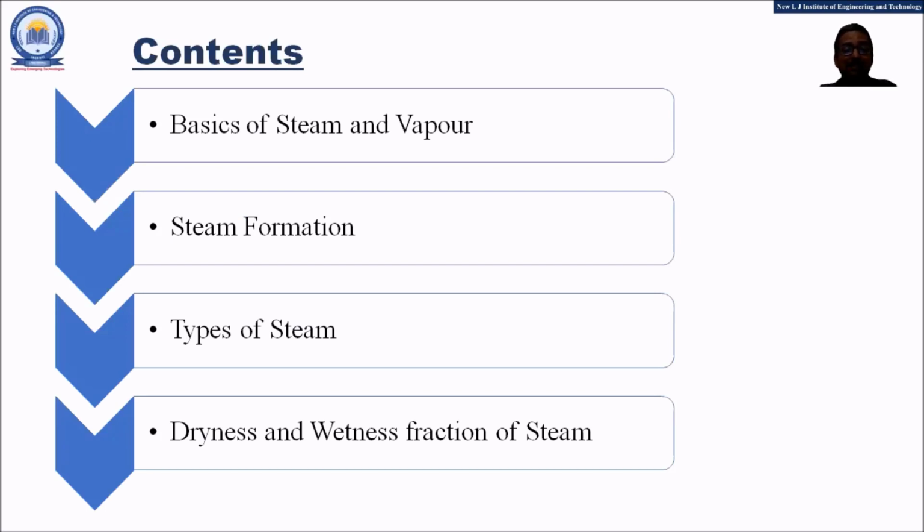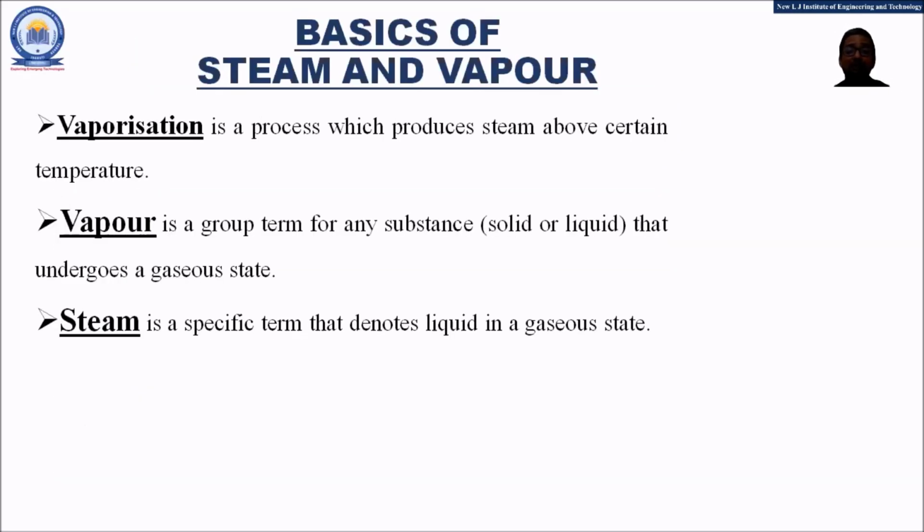So dear friends, these are the main contents of the current session. In this session, we will be understanding the basic concepts of steam and vapor. Then we will understand the concepts about steam formation. Moving further, we will understand the types of steam, and finally we will understand two parameters in context of the steam: the dryness fraction and the wetness fraction. So let us start with the first point, the basics about steam and vapor.